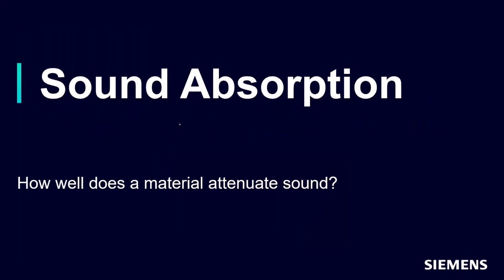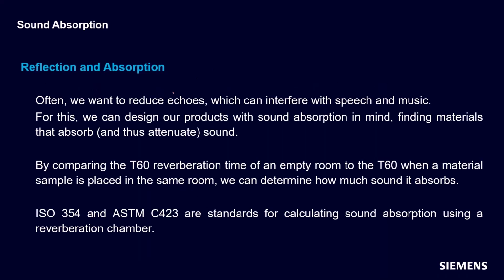One of the primary drivers for calculating T60 time is sound absorption, understanding how well a material will attenuate an incident sound wave. Like we talked about earlier, when a sound is hitting a barrier, three things can happen. It can be reflected, it can be absorbed, or it can be transmitted.